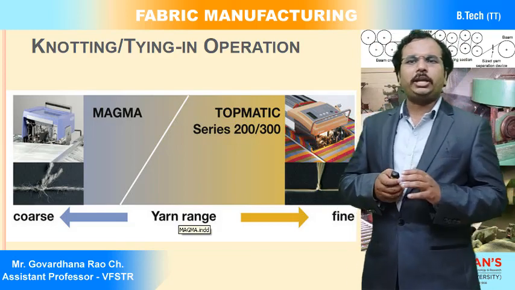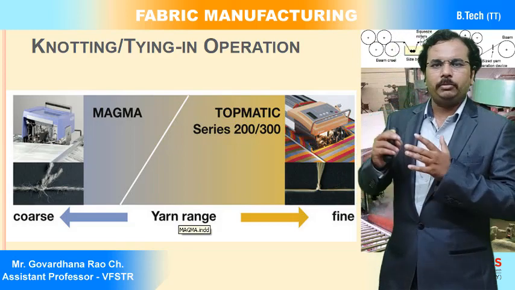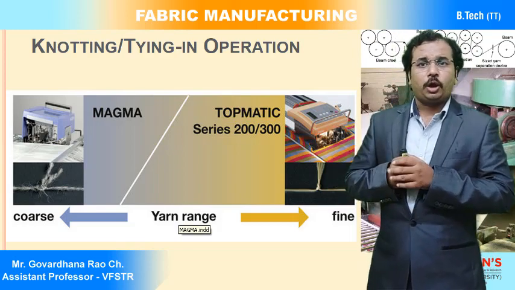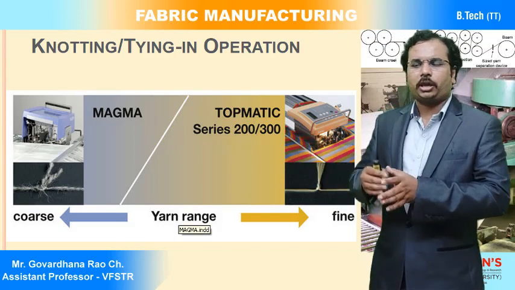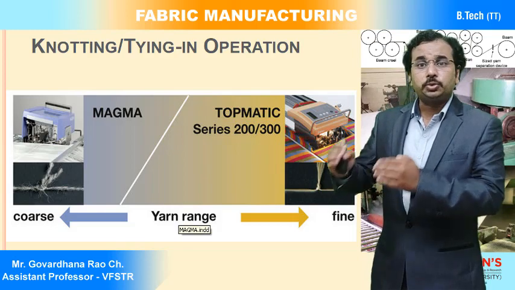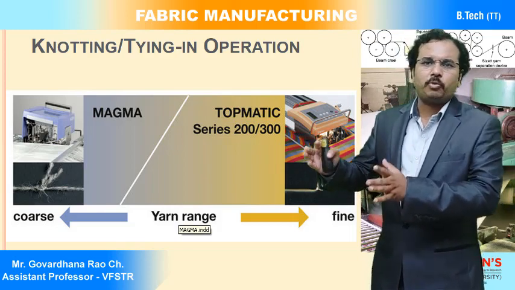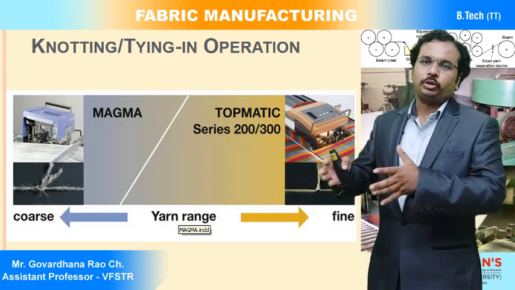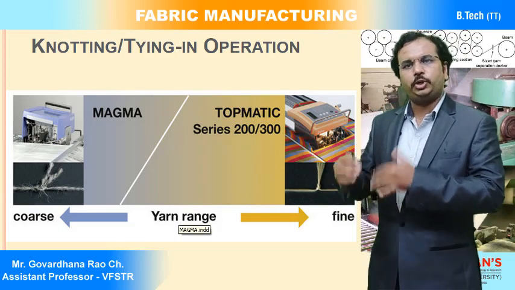Now what is this knotting process? Knotting is when there is already a beam running in the weaving machine, and now it is going to be exhausted, within 1 hour or 2 hours. So for the same quality of fabric, we need to produce one more beam. For example, 10,000 meters we have already produced, and one more 10,000 meters of fabric we need to produce.